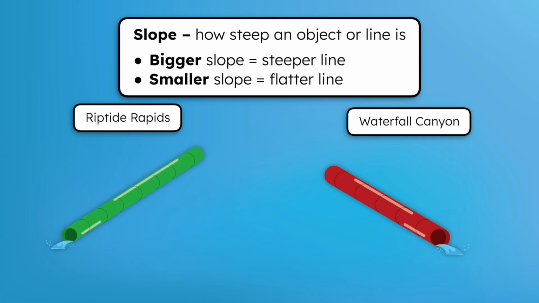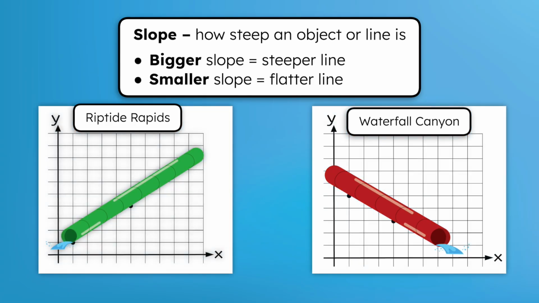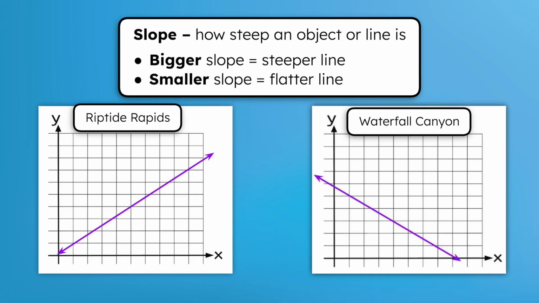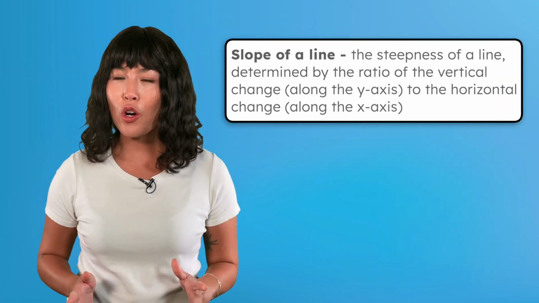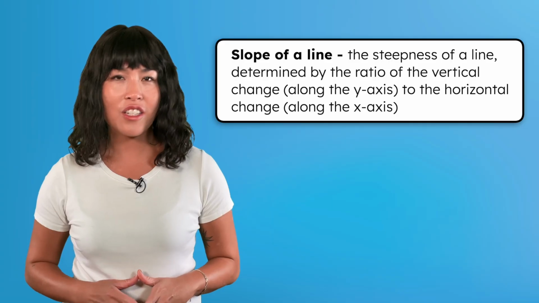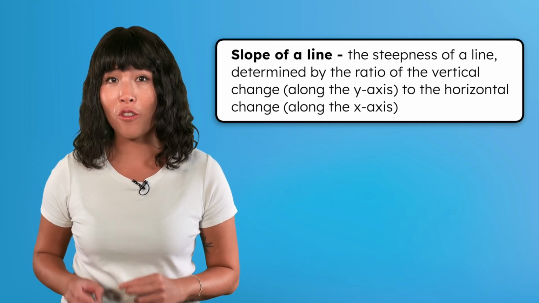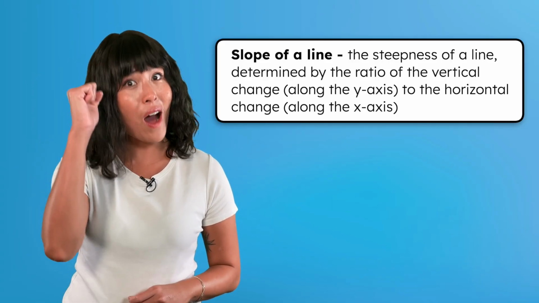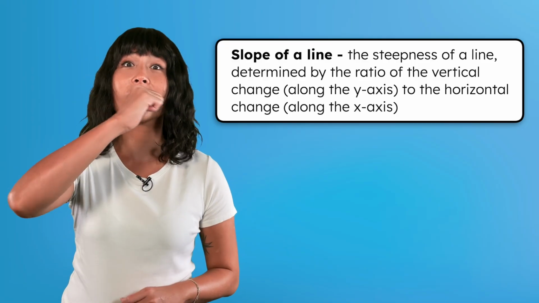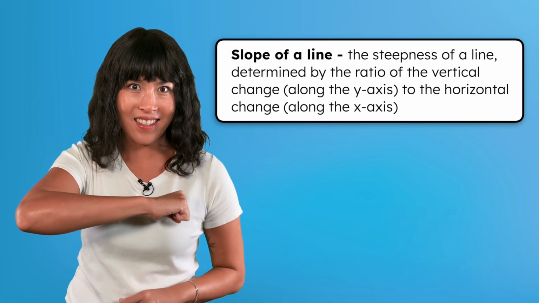You can lay the object on a coordinate plane, then draw a line along it like this. We'll need to calculate the slopes of these slides in order to determine which one is steepest, so I can show just how brave I am. To calculate the slopes, the first thing we need is the definition. Slope is the steepness of a line determined by the ratio of the vertical change along the y-axis to the horizontal change along the x-axis.